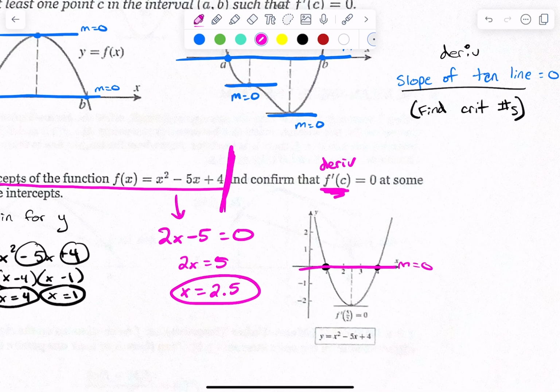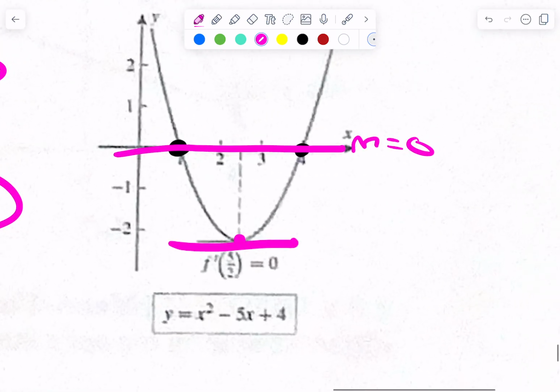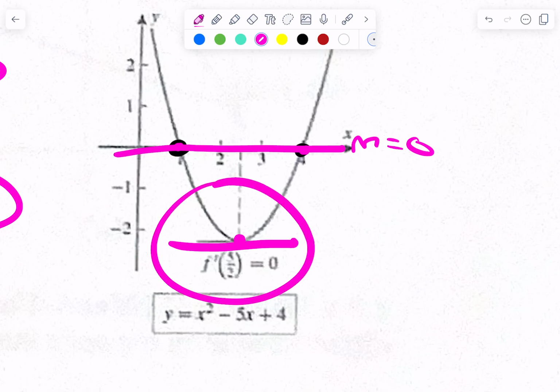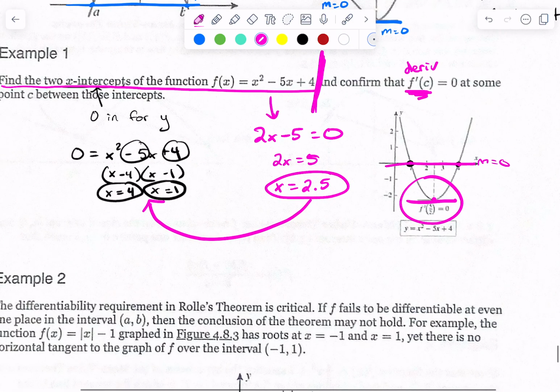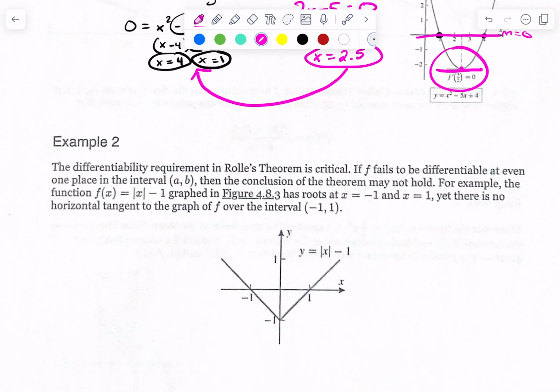He is going to have a horizontal tangent line at 2.5, just like it says in the graph, right? And does 2.5 live between my two intercepts? Yes, that is what Rolle's theorem says. It says that if I have two points that are exactly horizontal from one another, there will be a hump or a bump between them. That's what Rolle's theorem says. That's not too bad, right? I can do that part.